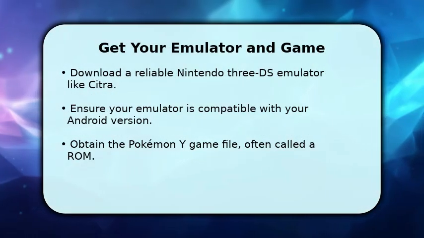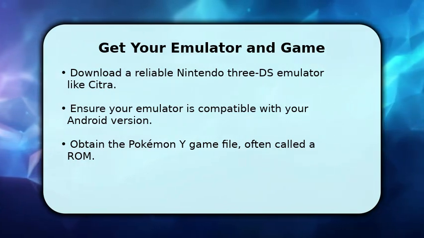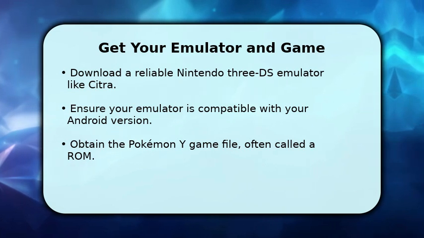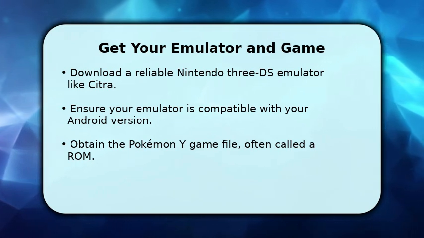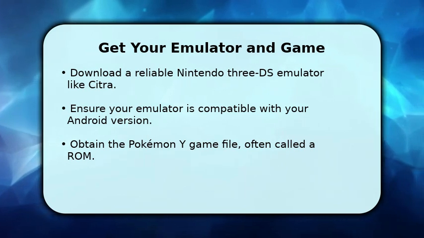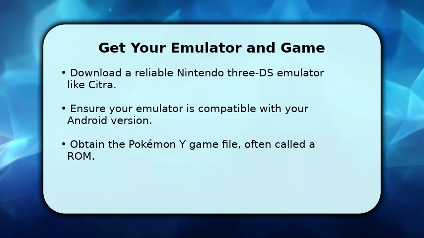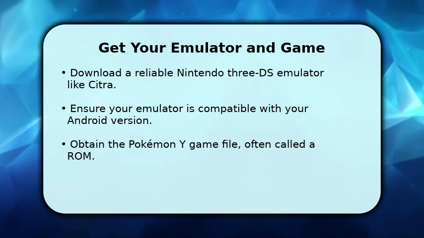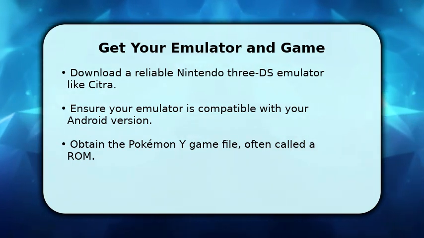First, you'll need two crucial components: a Nintendo 3DS emulator and the Pokémon Y game file itself. For the emulator, Citra is a highly recommended option, offering excellent compatibility and performance on many Android devices. Make sure to download the official version from a trusted source. Next, you'll need the Pokémon Y game file, commonly referred to as a ROM. Ensure this file is in a format that your chosen emulator can read, typically a 3DS or CCI file type.